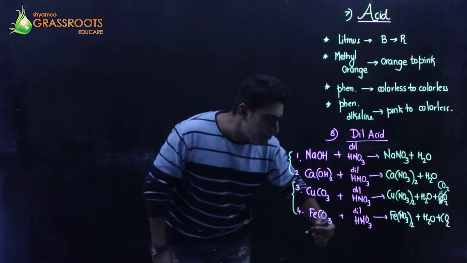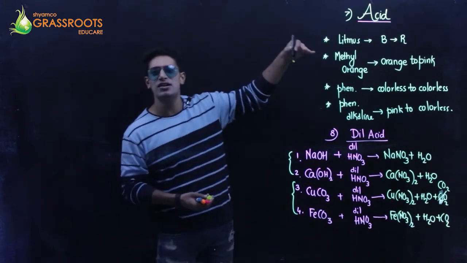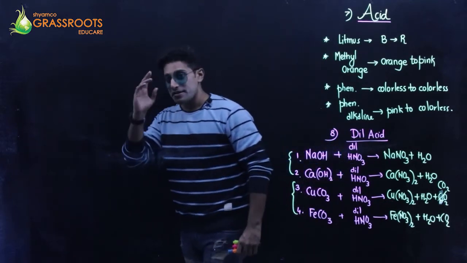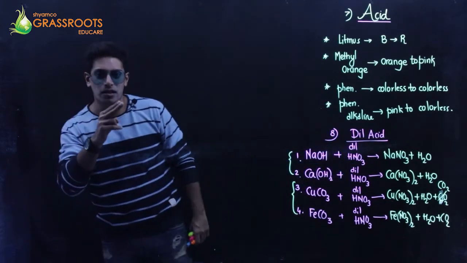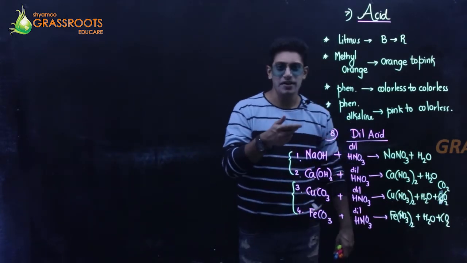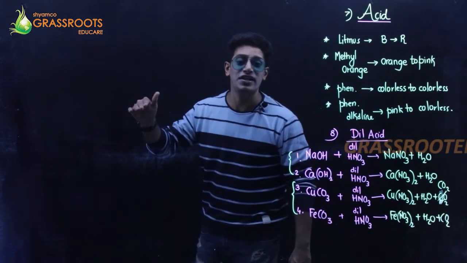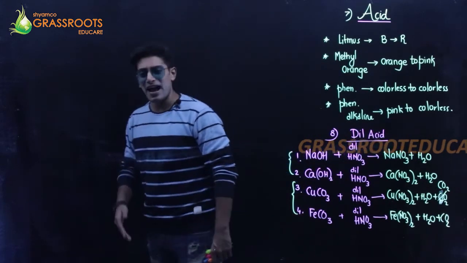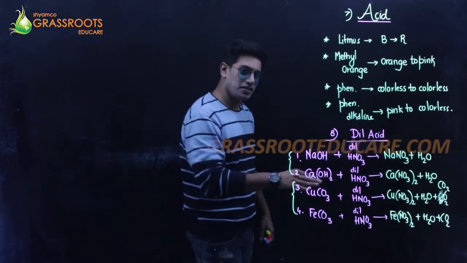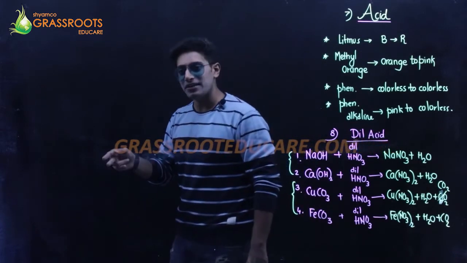From here, I go back to the memory. In the past, didn't we study the typical acid properties? It was dilute acid plus metal gives salt plus hydrogen. Then we had dilute acid plus base or an alkali gives salt and water, neutralization. Then we had a carbonate or a bicarbonate plus dilute acid gives salt plus carbon dioxide plus water.